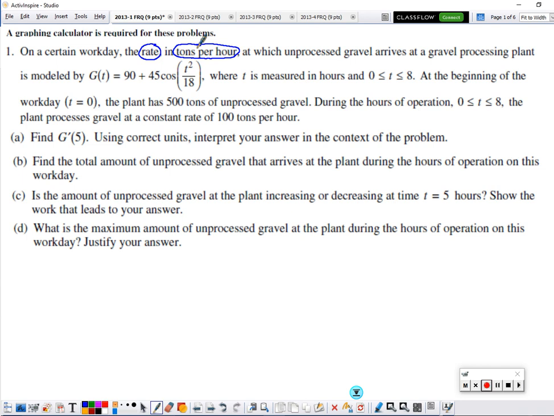They say unprocessed gravel. This is a keyword, arrives. So we got tons of gravel. So we got a rate at which unprocessed gravel arrives at a gravel processing plant. It's modeled by this equation, so I box that.